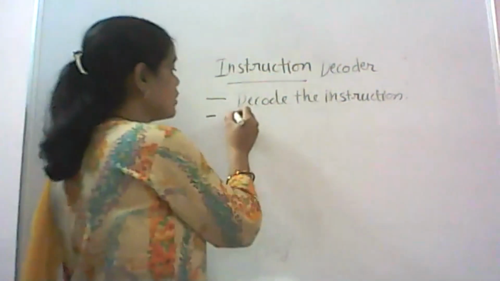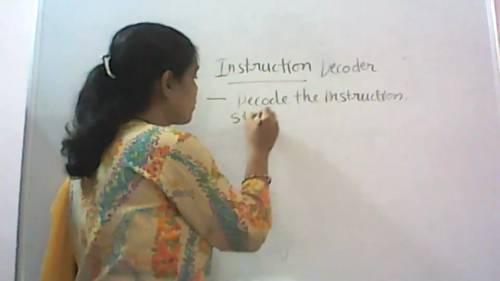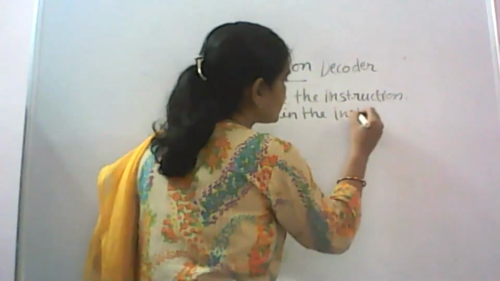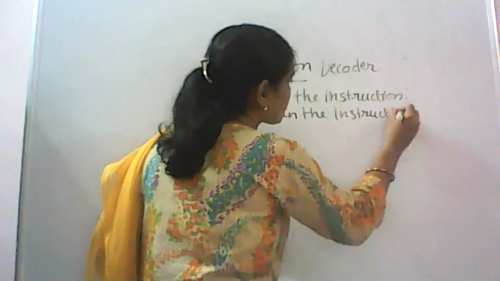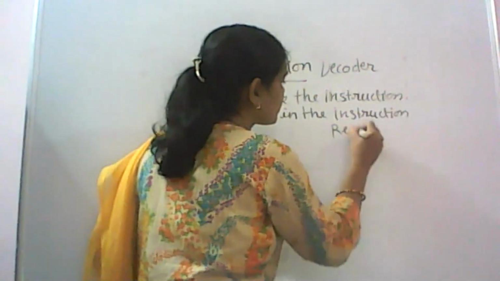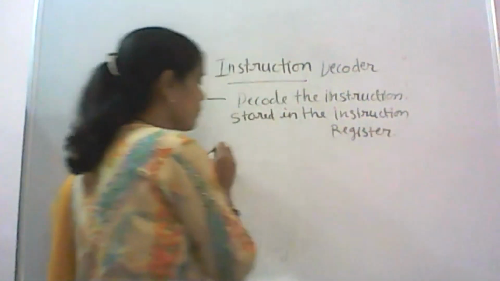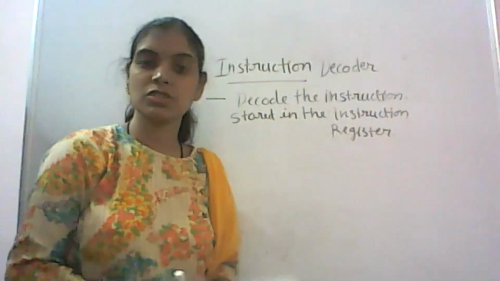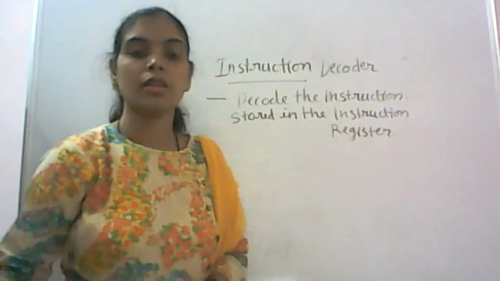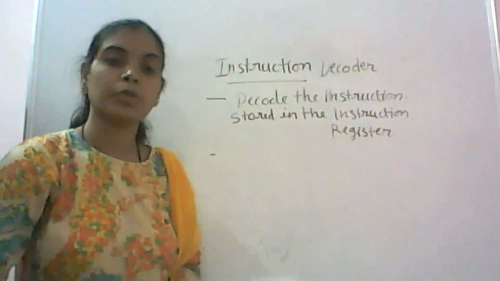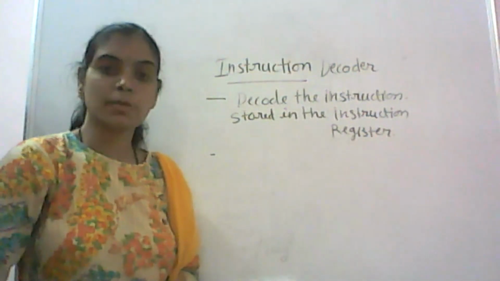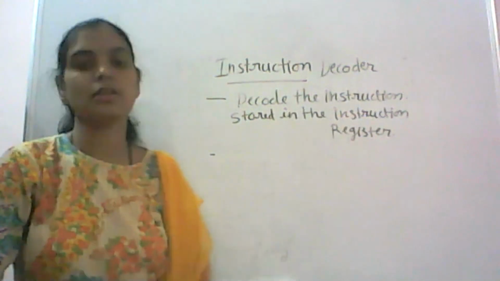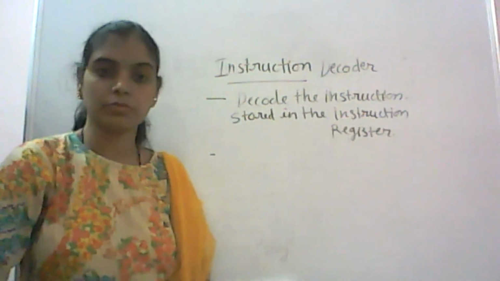Okay, stored in the instruction register. Okay. It determines the nature of instruction. Okay. Now, after that, we see the next block, that is the general purpose register. We can see in your block diagram.